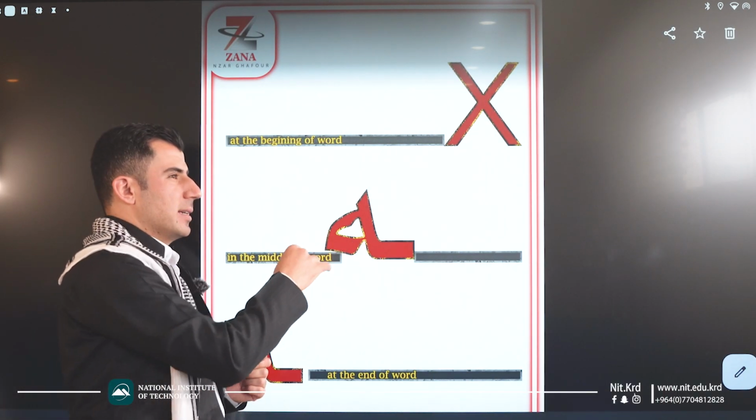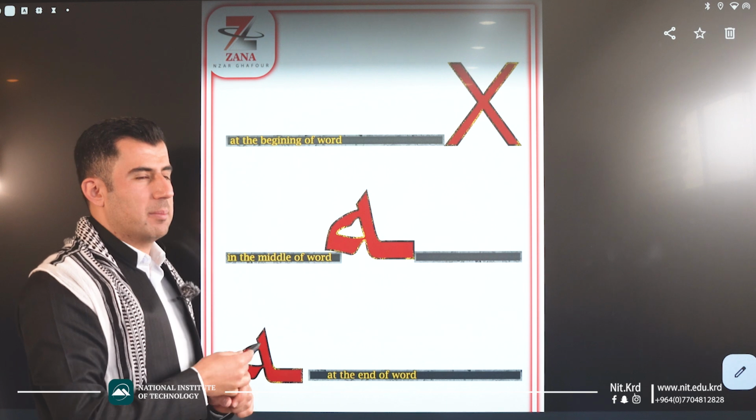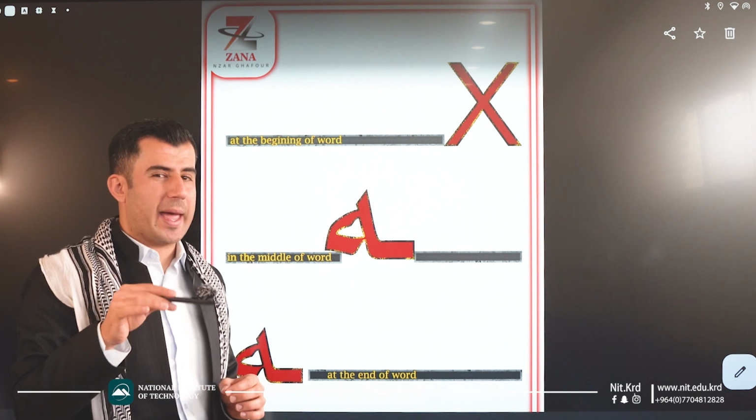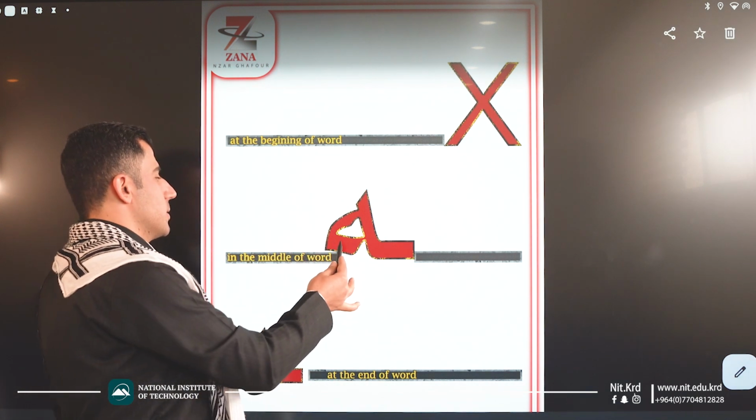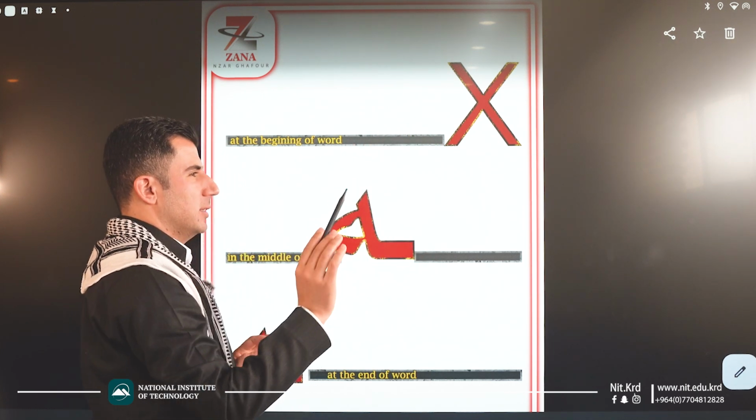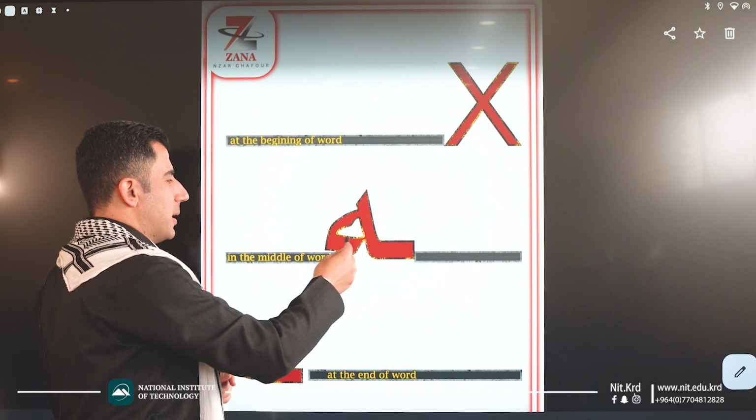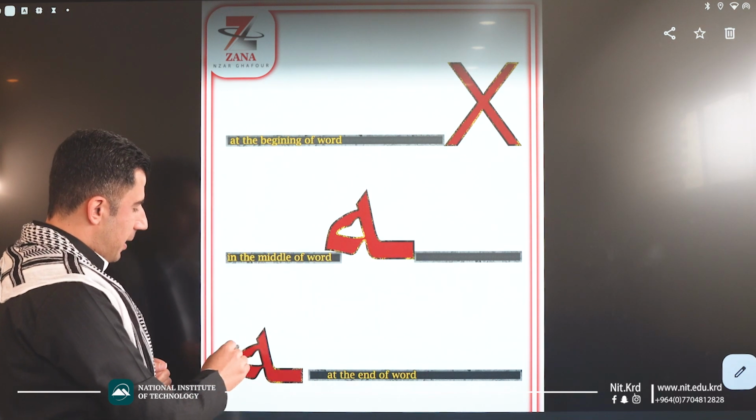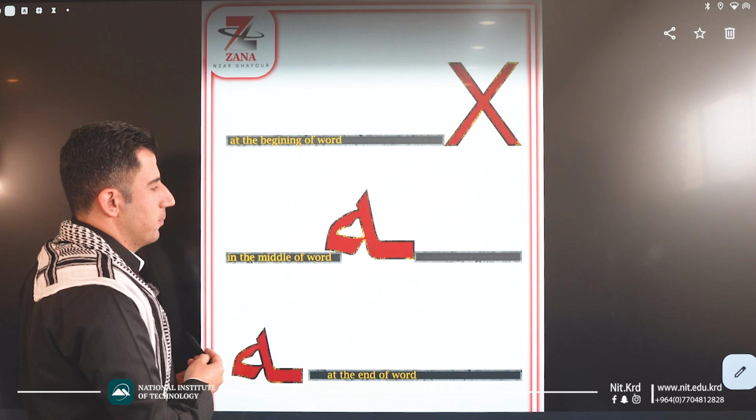This one is a. In Kurdish we say bzwen. In English is this a. We do not have it at the beginning of the word. In the middle we have to write it like this, and at the end we have to write it like this. This a.